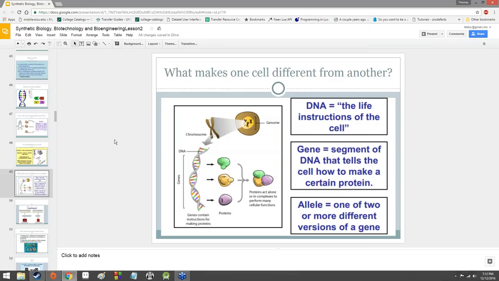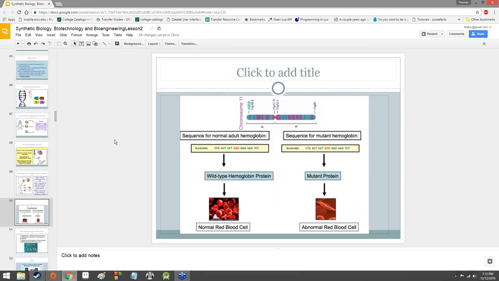Alleles are one of two or more different versions of a gene. They're not parts of a gene, excuse me. And as you can see, very, very small differences can, in fact, create mutations. So we've got the normal type red blood cell, which you've seen in pictures before. It looks kind of like a donut with the middle filled in, or like a life raft or something like that.